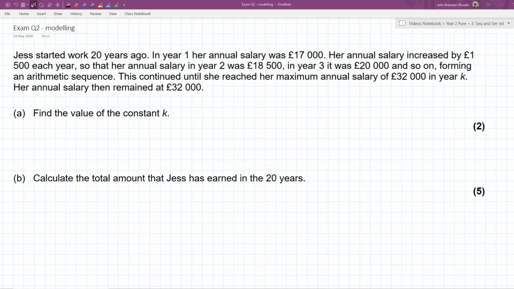Okay, this is the last video on sequencing series. It's more about kind of exam questions and some useful tips and tricks. We're going to start off with modeling, which is essentially worded questions involving sequencing series. These can be really tricky. You need to spend time reading them.